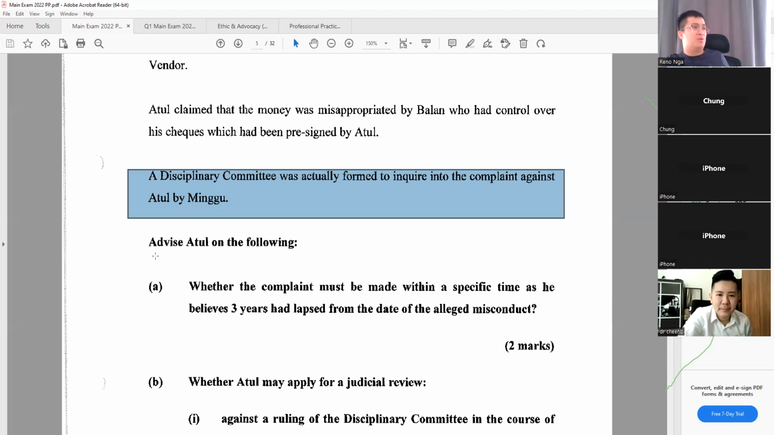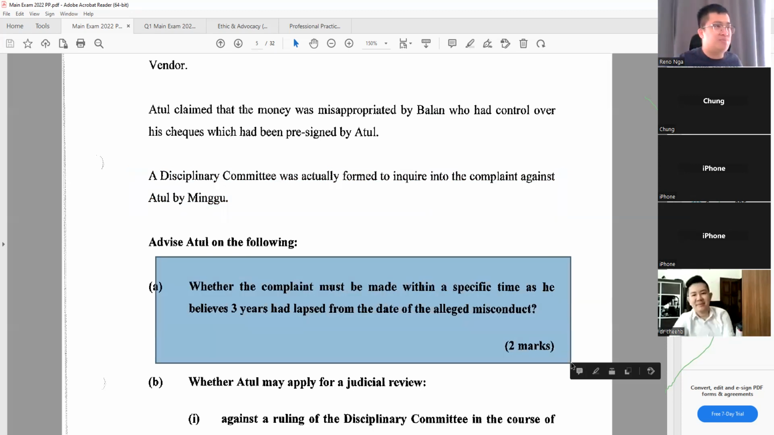So now whether the complaint must be made within specific time, as he believed 3 years have lapsed on the day of the alleged misconduct. So again, like I always say, when we don't know the law, then we use our general understanding. So I think this misappropriation of money, we can use Section 6 Limitation Act, tortious action, if you don't know. But one more thing I would like to share. If the questions are only worth like 2 marks, 5 marks, usually this kind of answer you should be able to find in the statute, because this is just a yes or no answer only.